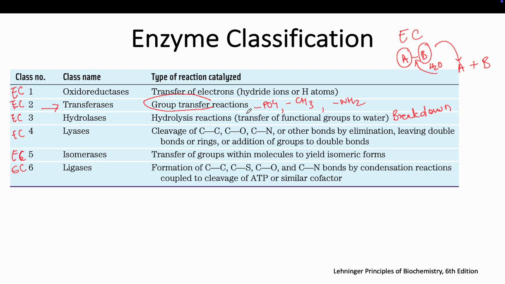And this breakdown will be with the help of a water molecule. This water will be added within these two covalent bonds, and they will be broken down into two different products, which are A and B. So these are the hydrolases class.